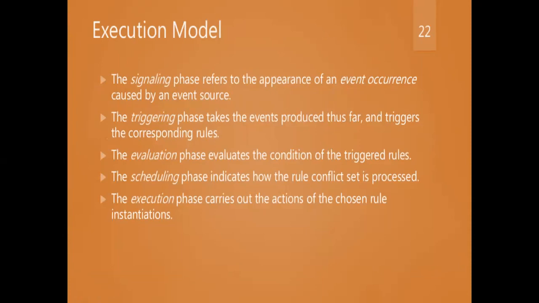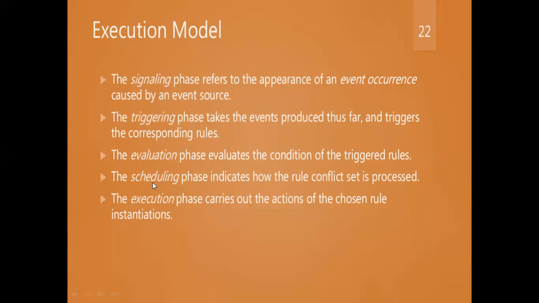What does the triggering phase do? It again checks the three conditions, the three parts into which it is divided: event, condition and action. So triggers correspond to rules. The evaluation phase evaluates the condition of the triggers. First the event has been raised. Next, in the evaluation phase, the condition of the triggers is checked.